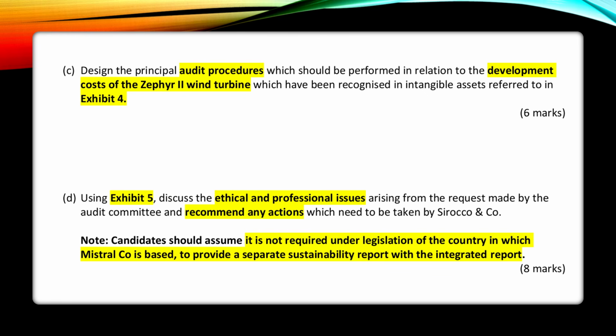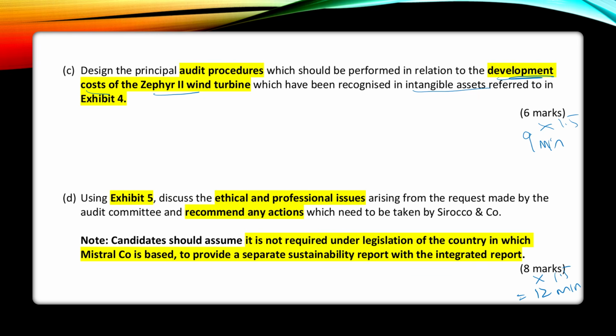So that's an easy hint that this is one of the risks that you should be talking about in the earlier part. For 6 marks, I am going to spend 9 minutes and I'm going to design audit procedures focused particularly on the development costs of the Z2 model, which has been recognized as an intangible asset. I will be clearer on this once I've read the scenario. Then for 8 marks, times 1.5, is going to be 12 minutes.